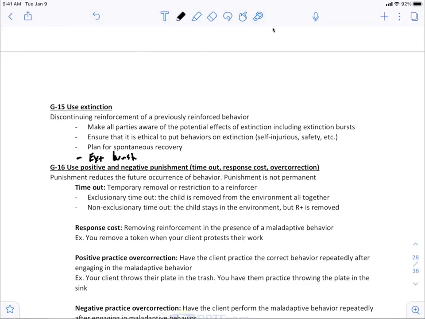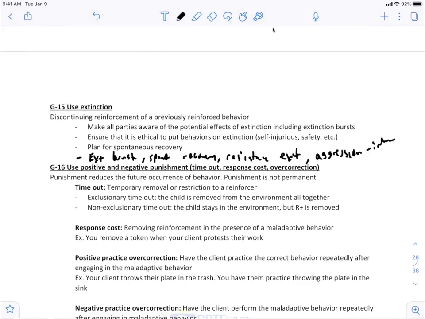Spontaneous recovery. Resistance to extinction, when we are fighting through extinction and the behavior is getting worse and worse. Aggression. Aggression induced. So extinction causes aggression.